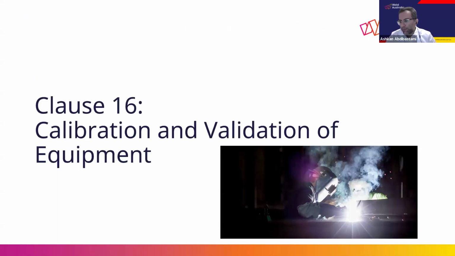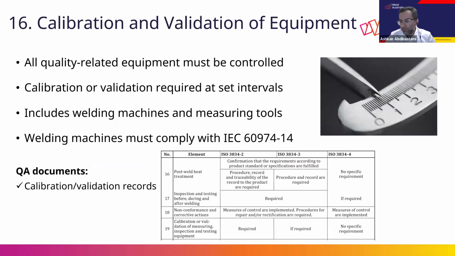Clause 16, calibration and validation of equipment. Here all equipment used to assess quality must be properly controlled. Calibration and validation should be done at defined intervals. As I said, for example, for the welding machines, annual calibration, whether it is conducted internally or externally, annually is fine. And this includes welding machines and measuring tools.